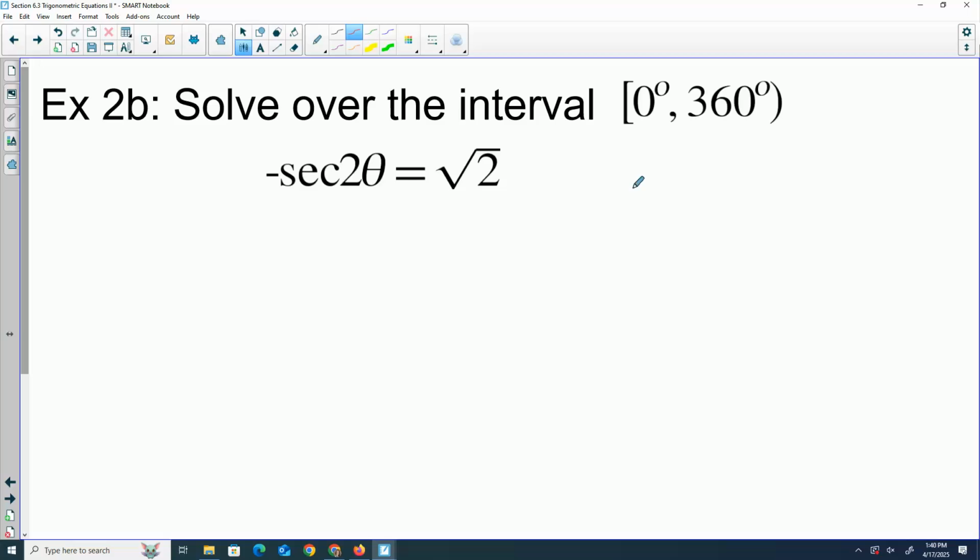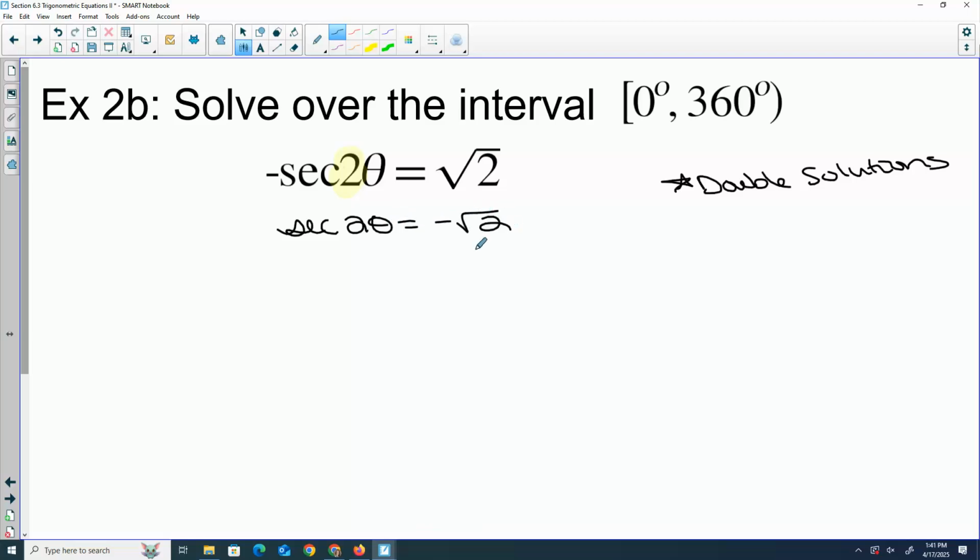What I see when I look at this, as soon as I see the 2 theta, I'm going to make myself a note that there are double solutions here. So if I wanted to solve for my secant, divide over the negative. If you don't like thinking about secant, you could do cosine as a reciprocal. So that's negative radical 2 over 2.